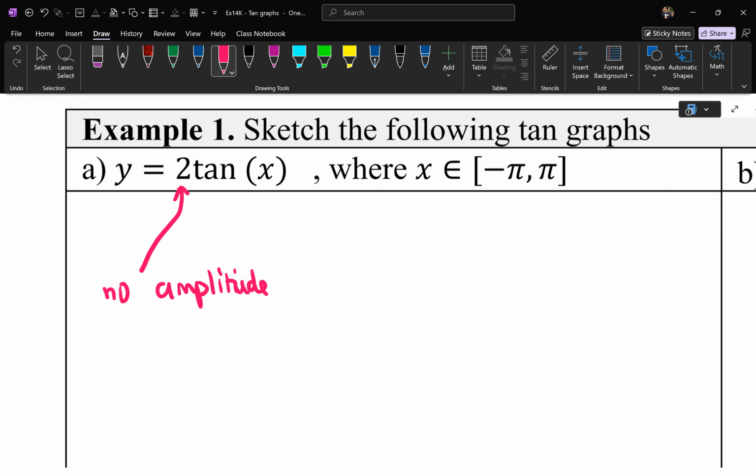Why don't they have amplitude? No maximum or minimum. That's special. Don't confuse that with sine and cosine. Right? Don't say max 2, minimum 2. That's only for sine and cosine. So if there's no amplitude, you don't even have to worry about the 2. Who cares? The 2 doesn't do anything. We just know it stretches it. But when you're sketching it, no one knows what kind of dilation it is. So let's find the asymptotes.